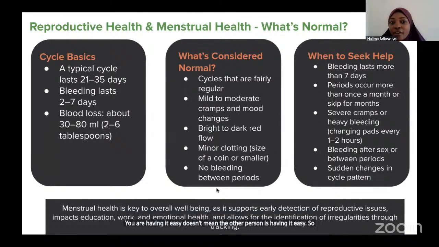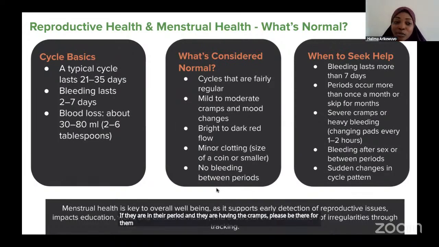So I really encourage every one of us to please support our girls. If they are in their period and they are having the cramps, please be there for them. Try to support them as much as you can. Please, next slide.